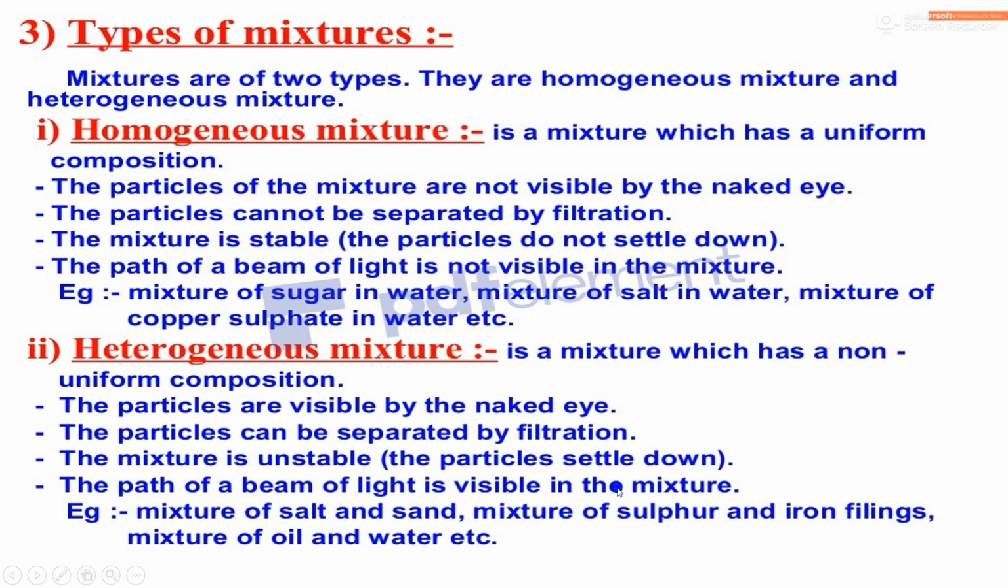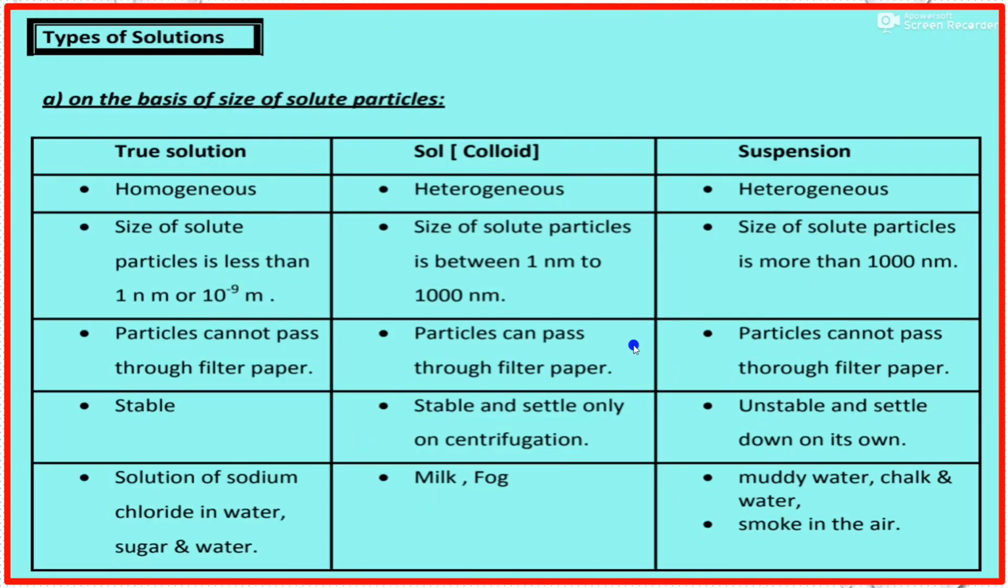If you keep the mixture without disturbing it, then it will settle down. The path of a beam of light is visible in the mixture. Example, mixture of salt and sand, mixture of sulfur and iron filings, mixture of oil and water. These are the heterogeneous mixtures.